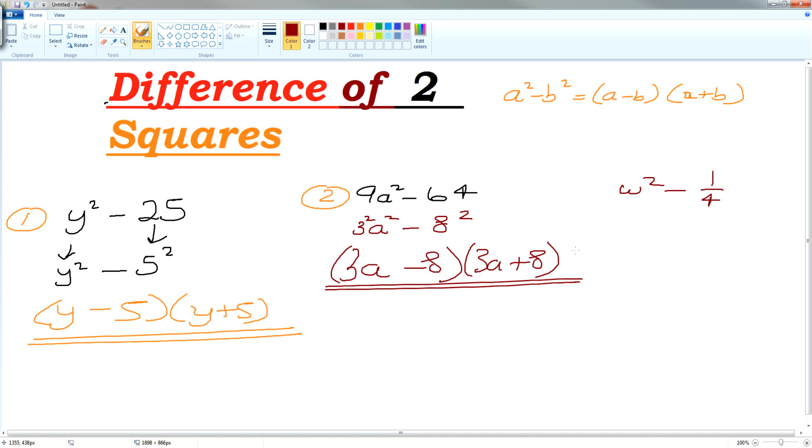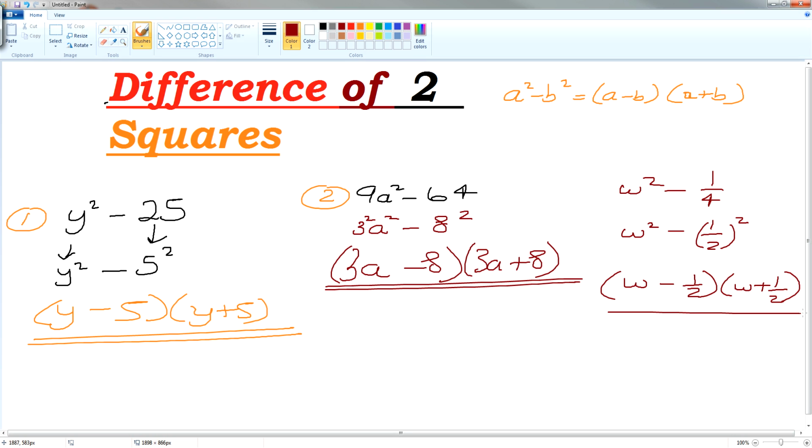So you might think, hang on a second, I can't see the second square number. You will see in a second. 1/4 is really what square? 1/4 is really a half squared. So it would be w minus a half in the first bracket times w plus a half in the second bracket. So the nice easy question. So that's the first one. So we have to find them out, which ones they are.